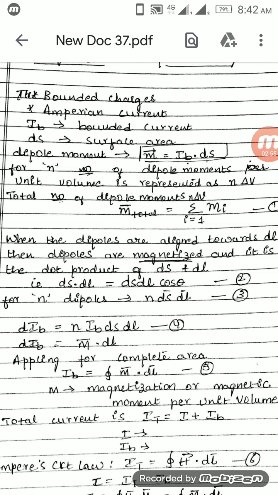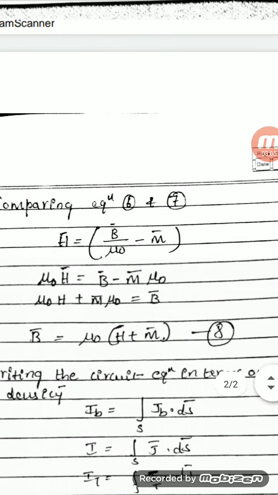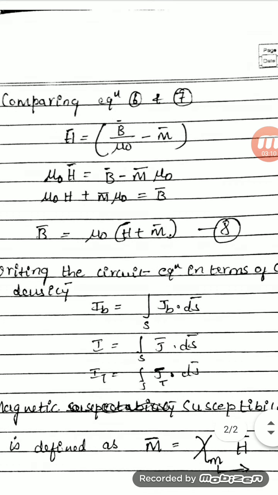We'll get I is equal to the integral of B by mu naught minus capital M. We got this B by mu naught from the equation B is equal to mu naught into H. So we got equations 6 and 7. Comparing equations 6 and 7, we get H is equal to B by mu naught minus M, where capital M is magnetization. This equation will be required to solve the problems. Next we get equation 8, B is equal to mu naught into H plus M. That is one important equation, which represents magnetization and permeability.